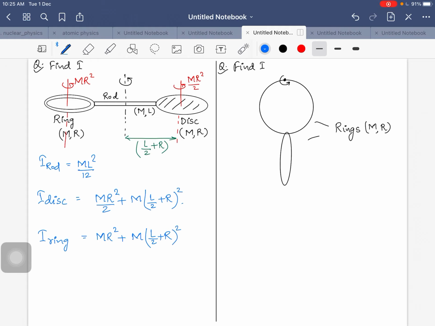Okay, so I of system will be what? You simply add whatever rotating I of rod that we already got, plus I of disc, plus I of ring. Okay, so you will get the answer.